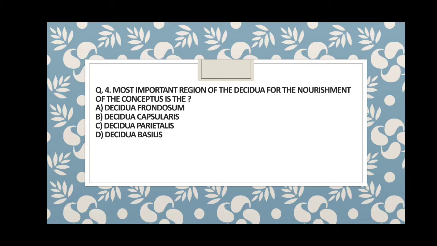and another one, that book. They both are very important, and please go through that book. And the answer is A, decidua frondosum, and B, and you can go through, and the correct answer is D, that is decidua basalis. Decidua basalis is the part of the decidua from where the conceptus gets the nourishment.